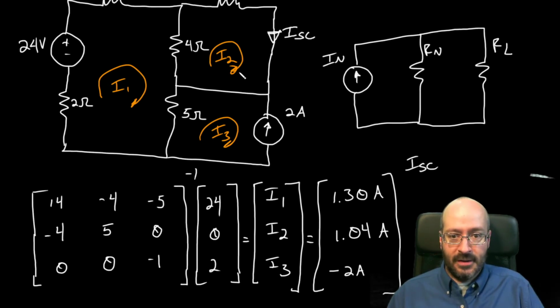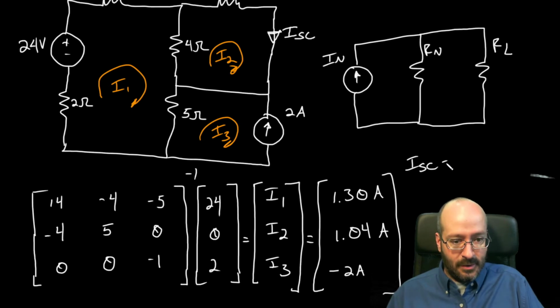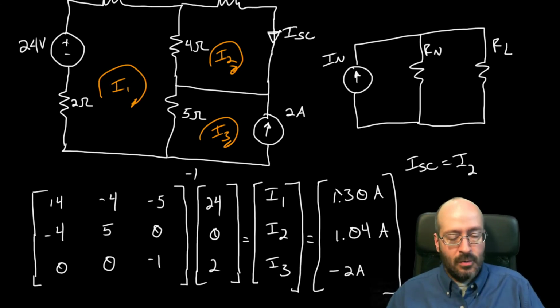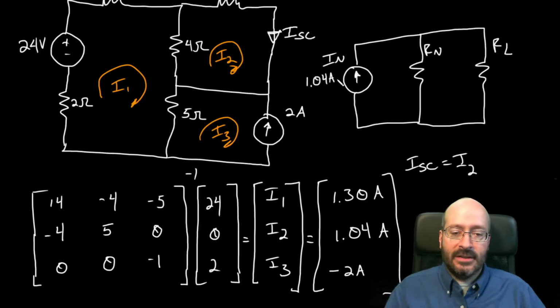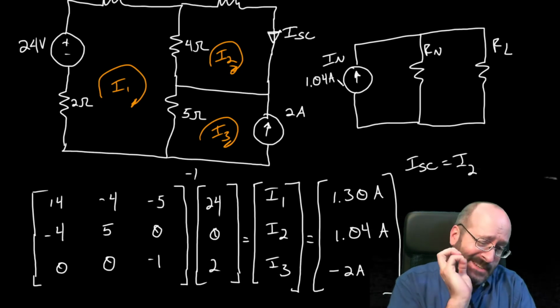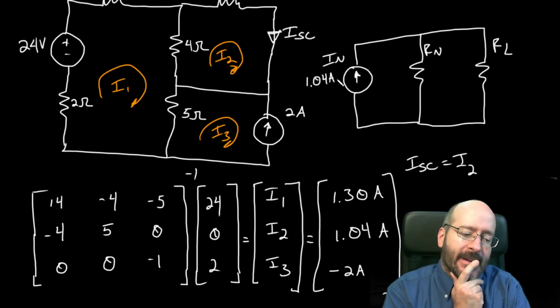I1 doesn't touch it. I2 does, and it goes in the same direction, so it's positive. And I3 doesn't touch it. So I short circuit is just I2, and that's it. So I can take I2, 1.04, and I can label my Norton equivalent circuit with that current. Okay, next thing we've got to do is go find R Norton.